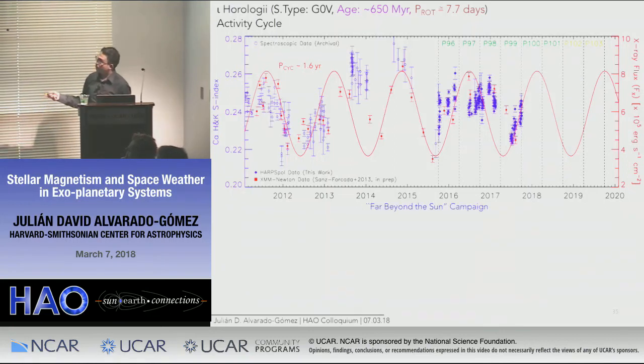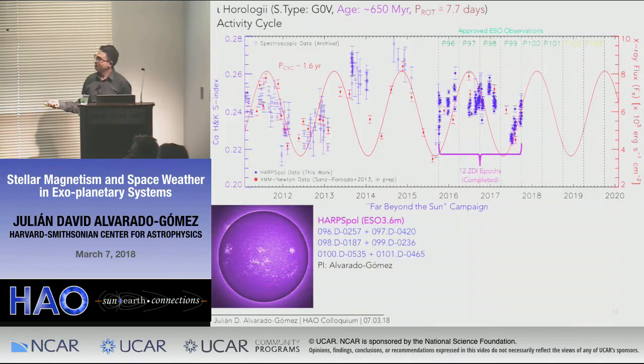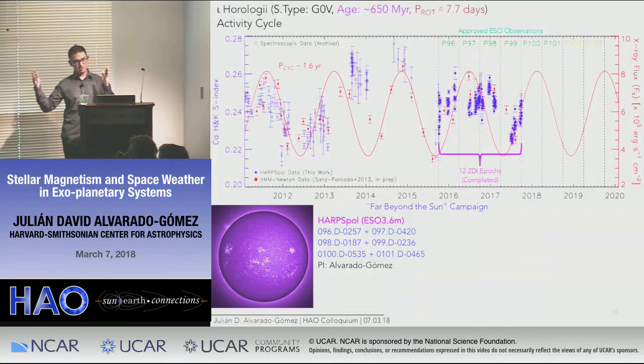So with this in mind, we started this very long campaign called the Far Beyond the Sun campaign that I started when I was doing my PhD. We said, OK, I want to know what's happening with the magnetic field of this star. And so we have been submitting proposals to ESO since period 96, in late 2015, to try to observe the star as many times as we can each semester and retrieve Zeeman Doppler imaging maps out of it.